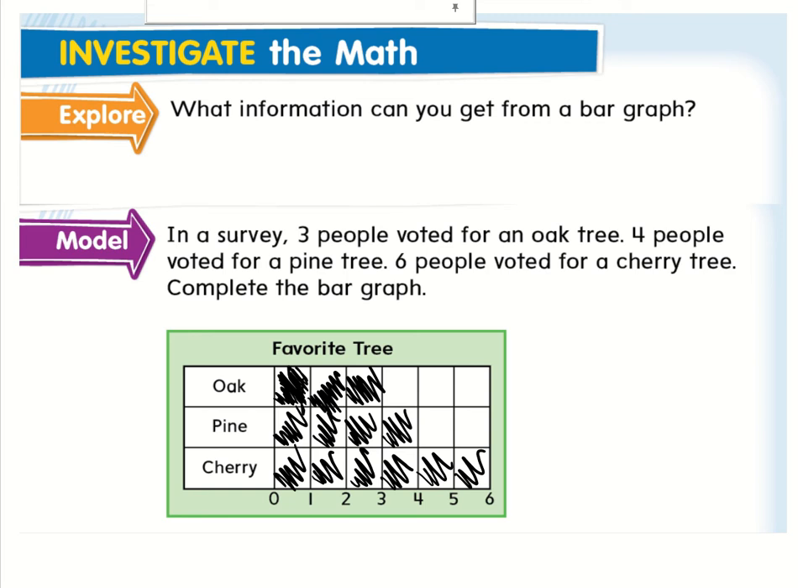And another way that you have a bar graph on the bottom is a lot of times it's labeled with the numbers right there to make it easier for you guys to see how many votes were taken on those.